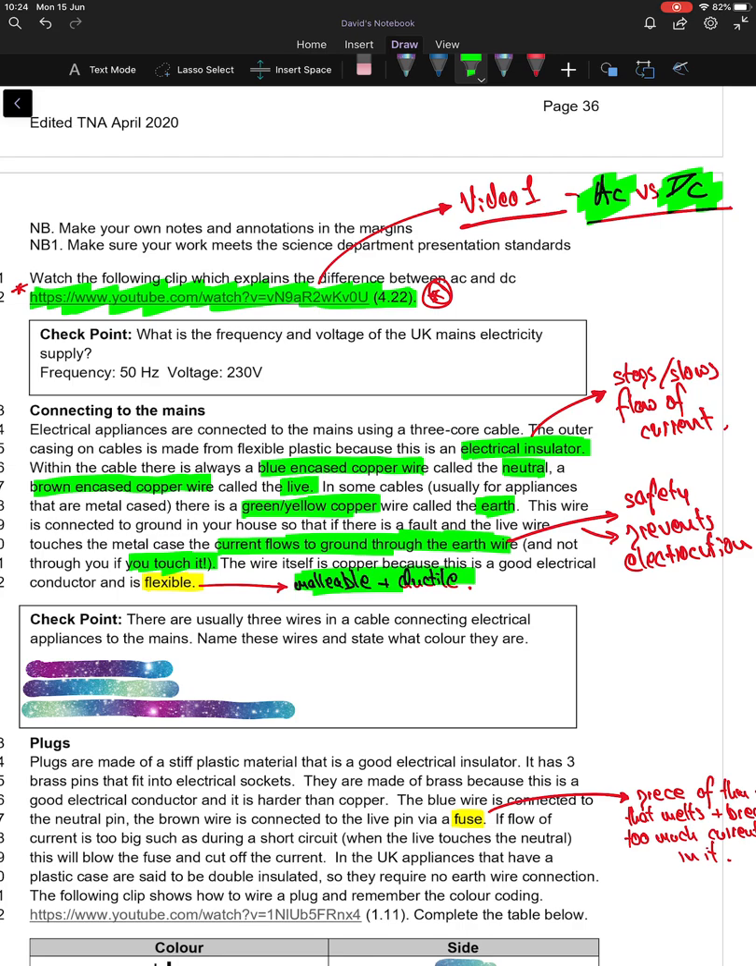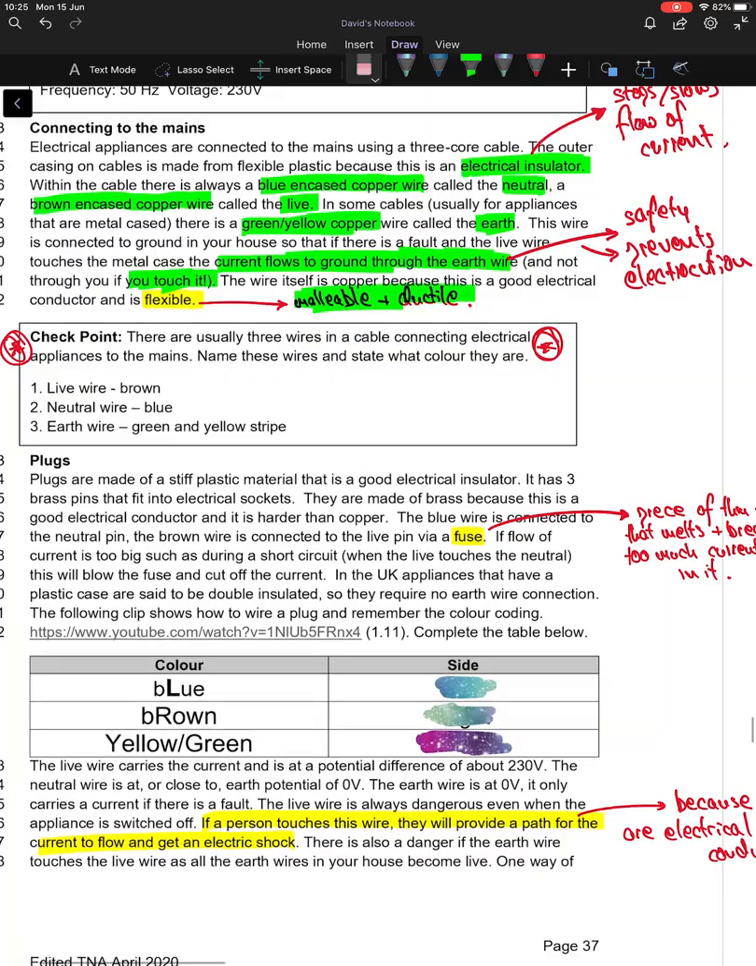Now, 2 words you might see associated with metals are malleable and ductile. Malleable means a metal can be shaped, and ductile means it can be drawn out into wires. Right. Pause the video again, and just from the text, have a go at this question for me. Just a quick 1-minute review. There are usually 3 wires in a cable connecting electrical appliances to the mains. Name these wires and state what colour they are. Pause the video, do it now, see if you can do it from memory. Right, unpause the video, and hopefully you've got written down that the live wire is brown, the neutral wire is blue, and the earth wire is green.